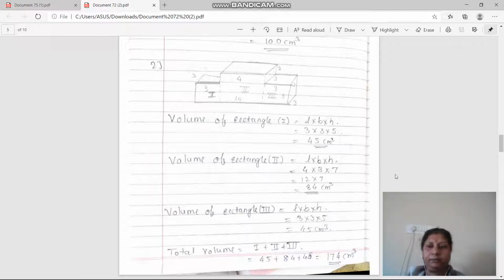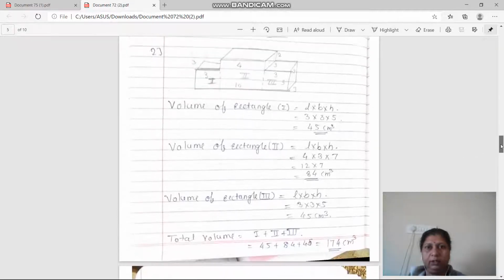Next, the volume of the third cuboid, this one. So here this is the length, breadth, and this is the height. So it is 3 into 3 into 5. 3 3s are 9, and 9 5s are 45. Get it? So 45 plus 45 plus 84. What will we get here? 174 cubic centimeter. Get it? Now next.